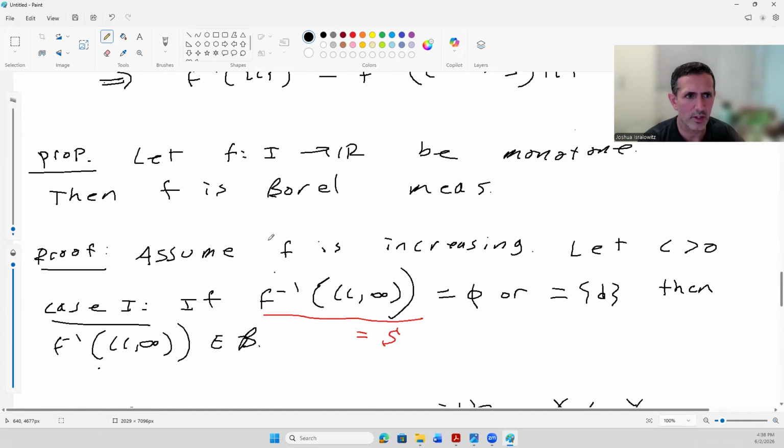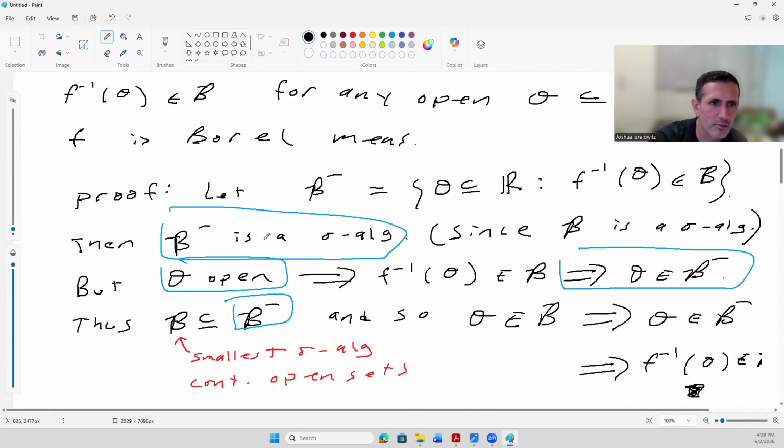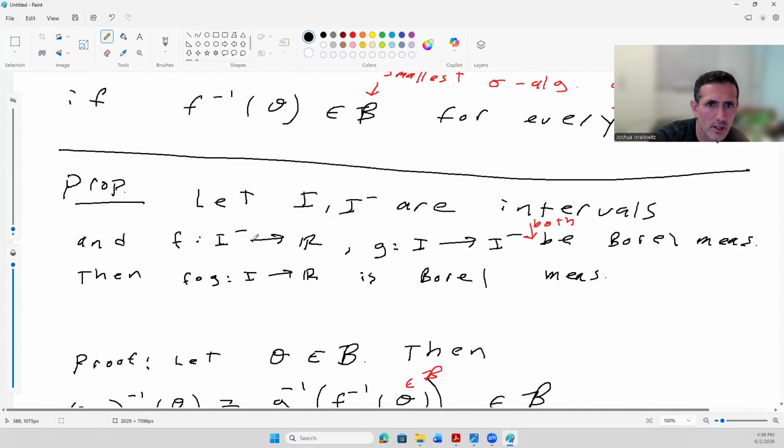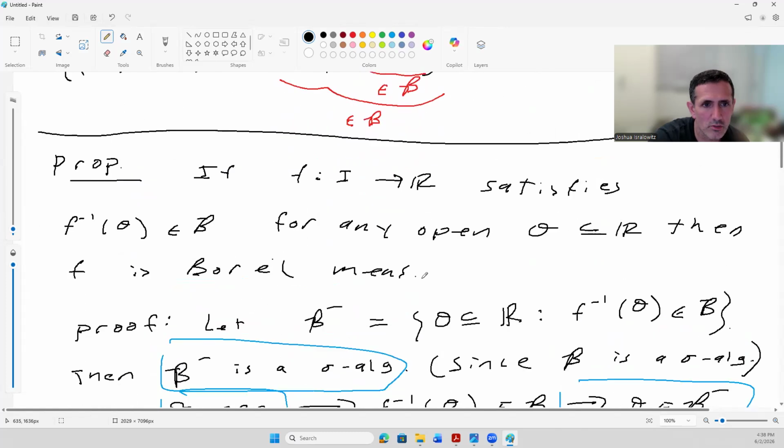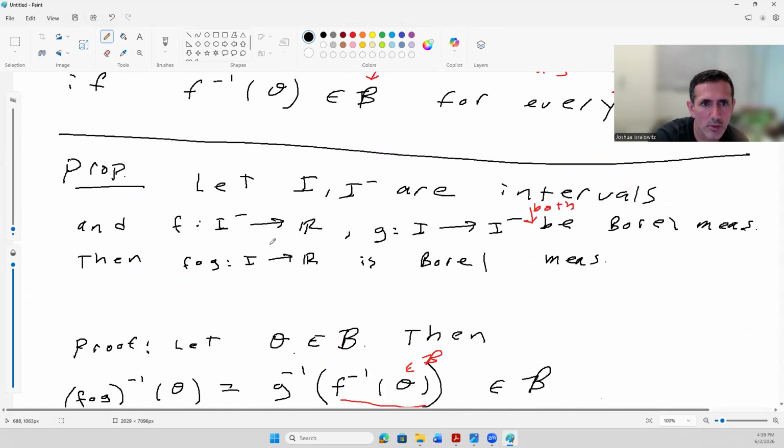So here, I and I prime are the real line. It's the real numbers. So I want to prove that each one of these is Borel measurable, using this proposition.